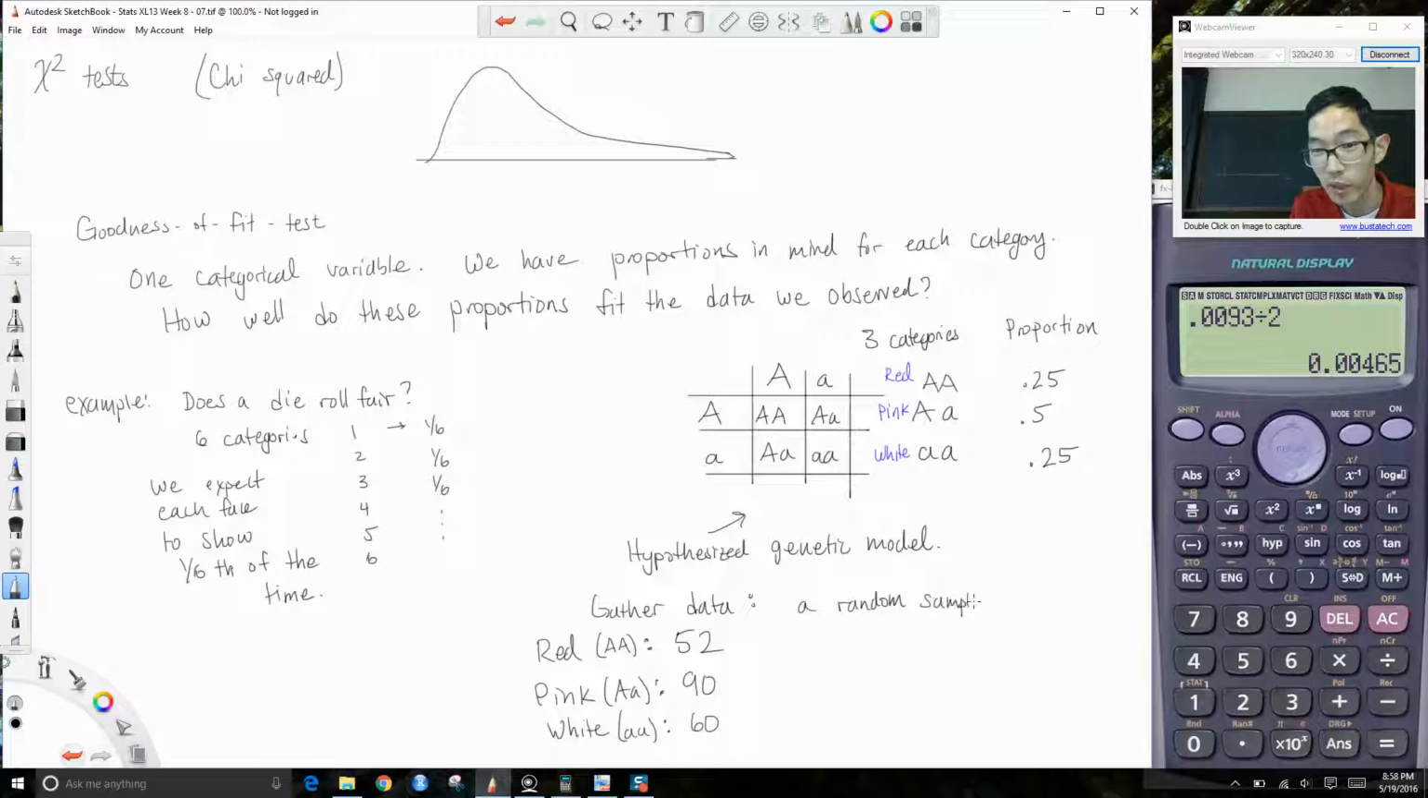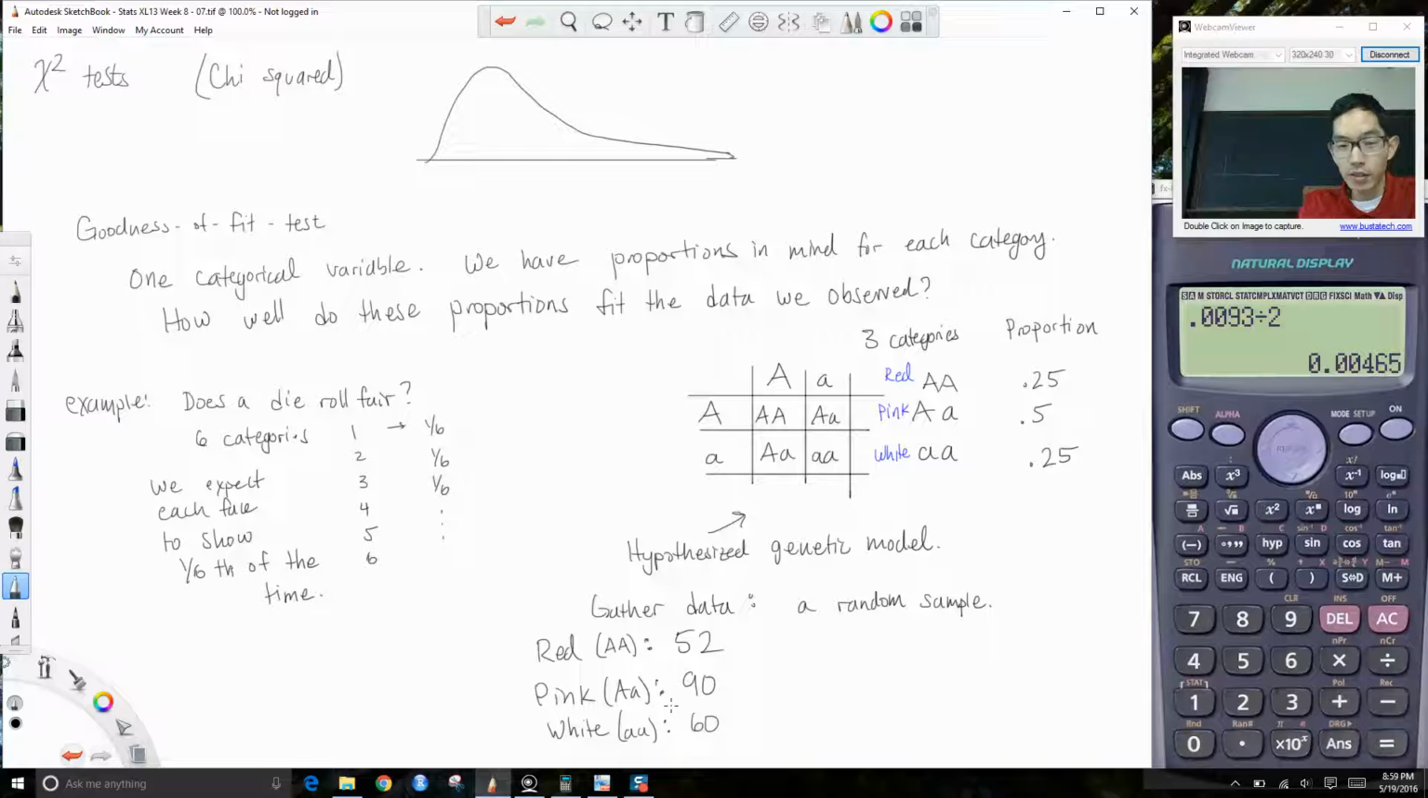The question now is, do our data fit the hypothesized proportions, or is this different enough for us to doubt this model? That's what we want to know. This is the situation where we use the goodness of fit test. We have one categorical variable, in this case the color of the flower. We have proportions in mind for each category, and we want to know how well these proportions fit the data we observed.